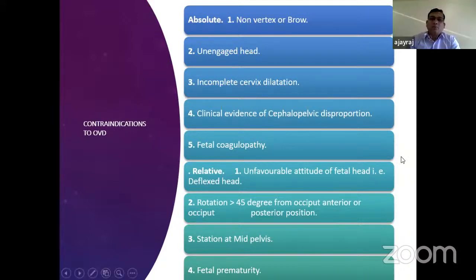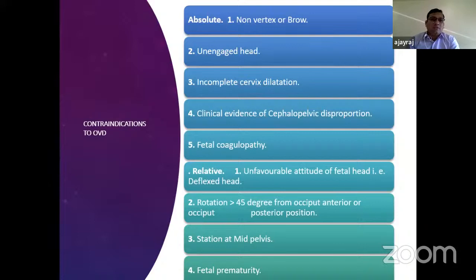In non-vertex or brow presentation, it is unable to attach the instrument. That is, we have to get a point or a position to attach the instrument properly. In unengaged head, it is absolutely contraindicated. If there is incomplete cervical dilatation, then also we should not opt for operative vaginal delivery. Clinical evidence of cephalopelvic disproportion: if the head is palpable abdominally and not engaged, then that is evidence of CPD.